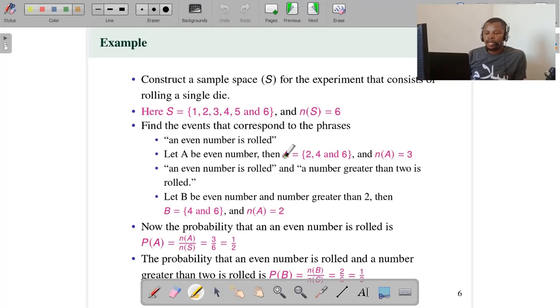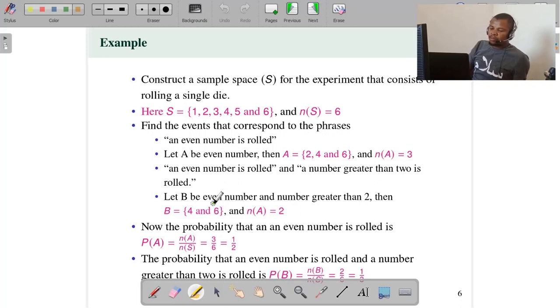And we know from 1 up to 6, the even numbers are 2, 4, and 6, which means the number of events, which is the number of even numbers, is equal to 3. In order to obtain the probability, we need to take the ratio of the number of events, which we call A, divided by the number of the sample space. Now it is 3/6, and its simplest form is just a half.